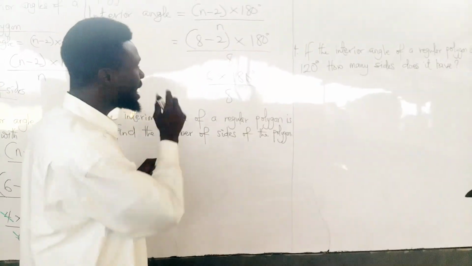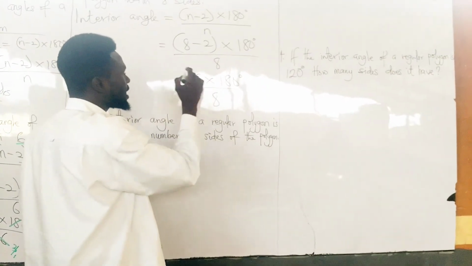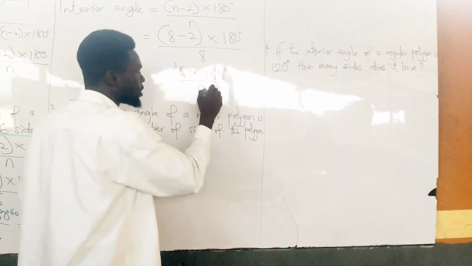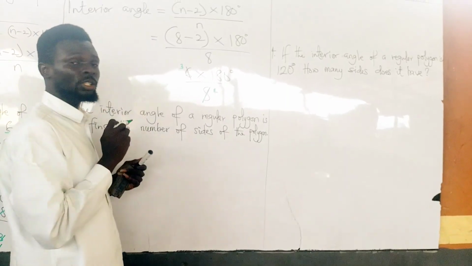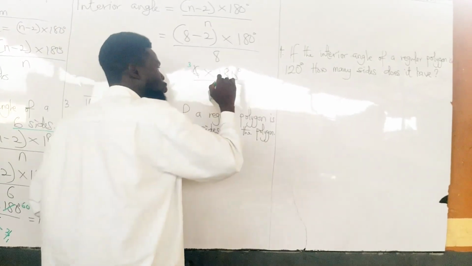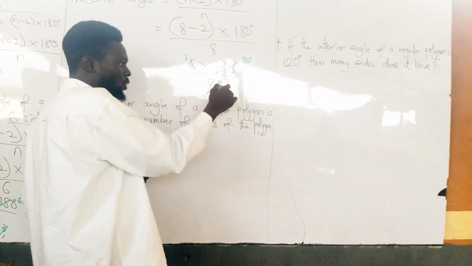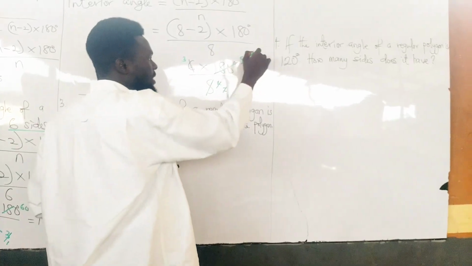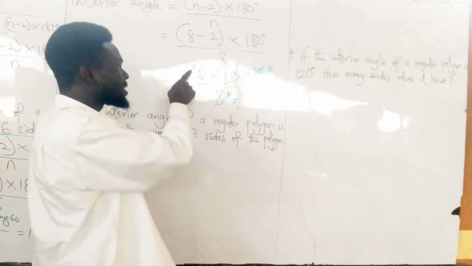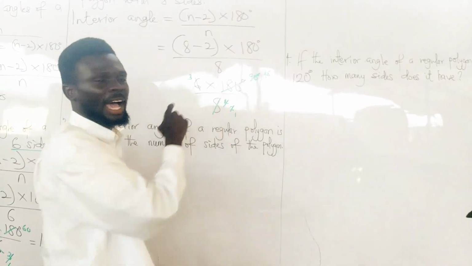Cancel out. So looking at the working carefully, we can say 2 will go into 6 3 times. 2 will go into 8 4 times. Again, let's use 2 and 180. 2 will go into 4 2 times. 2 will go into 180 90 times. 2 will go into itself 1, and 2 will go into 90 45. So now what do I have? I have this one being cancelled to 3. Then 180 being cancelled to 45 degrees.